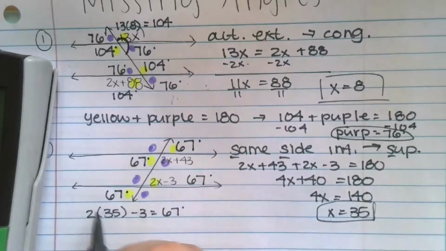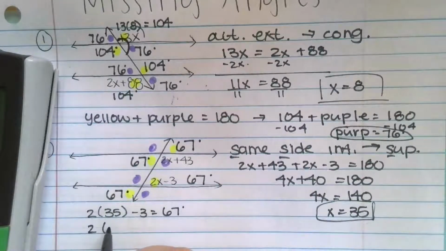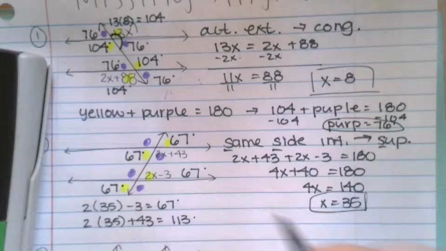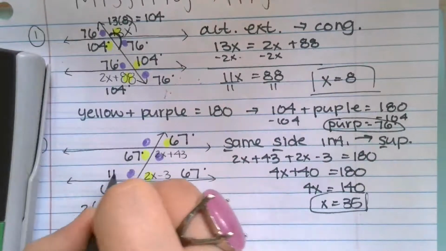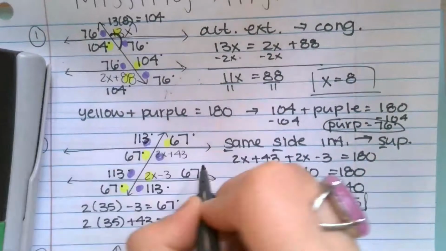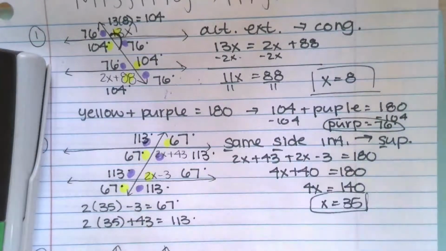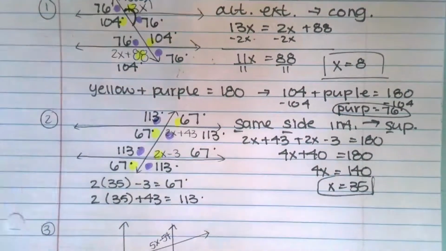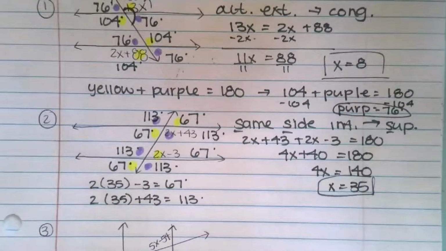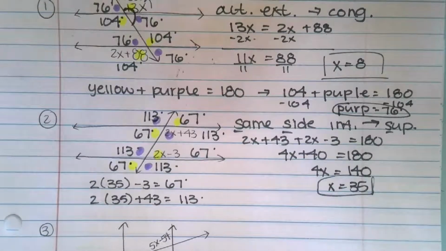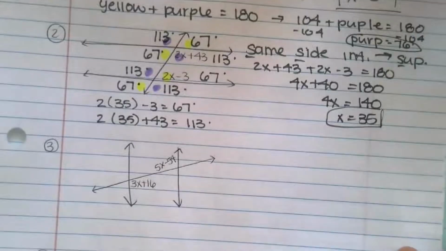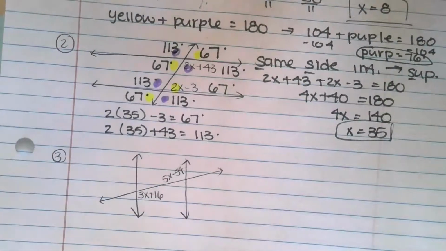Okay, now we can substitute it into our purple angle. So 2 times 35 plus 43 gives us 113 degrees. Okay. So the key to these is really just being able to identify what is that relationship, so you know, am I setting them equal to each other, or am I adding them together to equal 180? Okay. I'm going to go through two more examples.